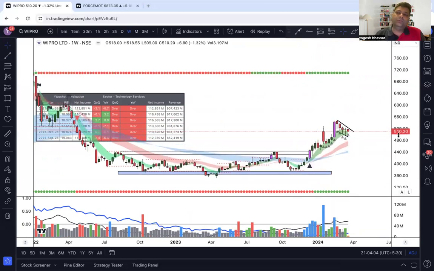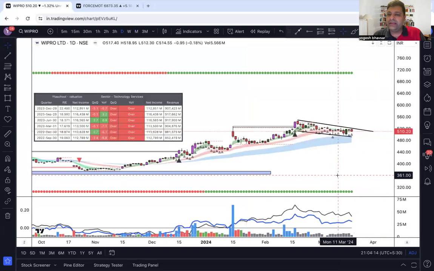Now what you can do? The monthly time frame is telling you that I'm bullish. The weekly time frame is also saying I'm bullish, but right now they are coming for a pullback. What we can do is we go to the daily time frame.